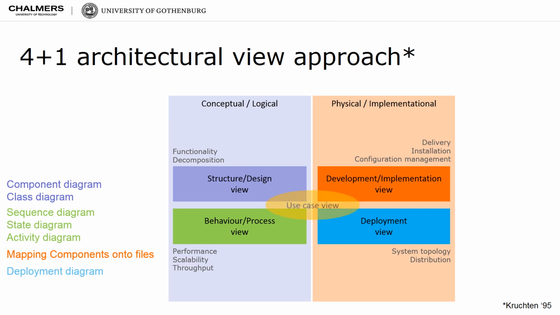And finally, there's the fifth view. It represents the +1, and this is the use case view. The use of a system is illustrated using a set of use cases. The use cases describe interactions between actors of the system and the system itself. In a way, the use cases are used to scope the system and to identify which interfaces there are or should be with external systems.